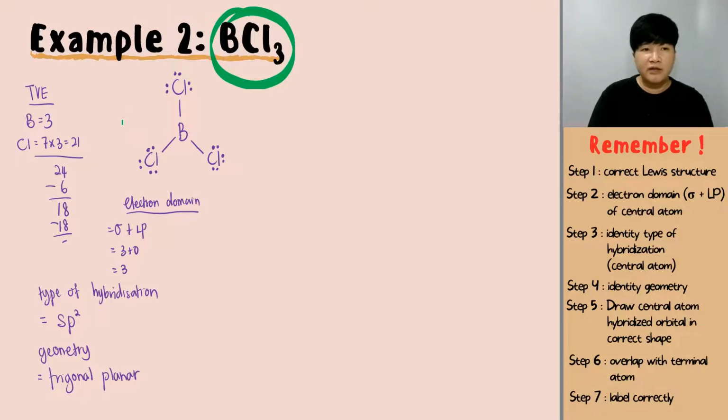So right now, you have the correct Lewis structure. Determine the electron domain, which is 3. From there, the type of hybridization determined is sp2. And the geometry is trigonal planar. Bear that in mind, trigonal planar looks something like this. So next, we'll be going into your orbital overlapping.